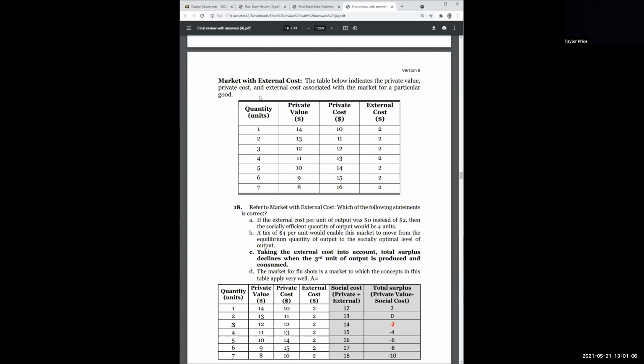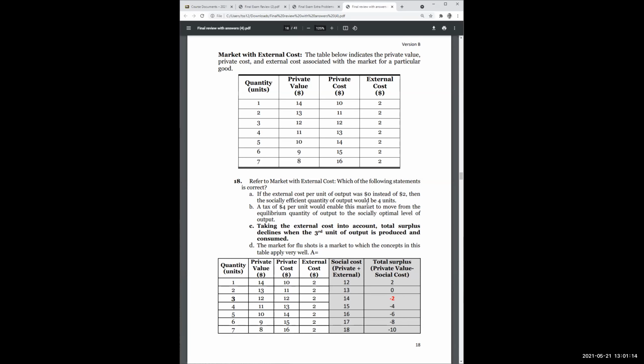Let me see, what part was that in the question? It's in the answers, where it talks about socially efficient quantity of output. Okay. So when they're talking about socially efficient quantity, that's exactly right. It's basically just the quantity that the market should be producing if it was including the externality. So it should be where private value equals private cost plus external cost. Yes. So in this case, the quantity would be at 2.